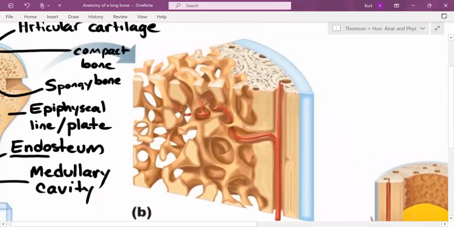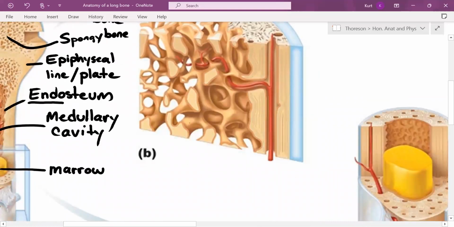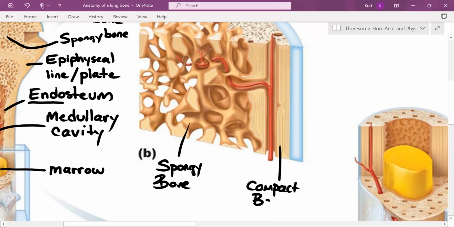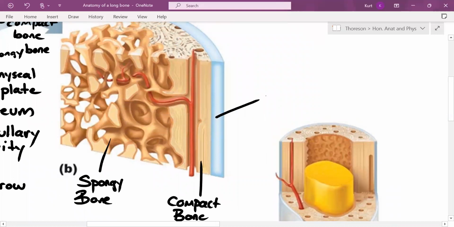Let's get to part B. Is everybody ready? This one's pretty easy. Eva, what type of tissue is this? That's spongy bone. Isabella, what type of tissue is that? That's compact. You see, there's a lot less space. That's how it gets its name. And then what is this? Allows the bone to move with other bones. Articular cartilage, specifically hyaline cartilage.